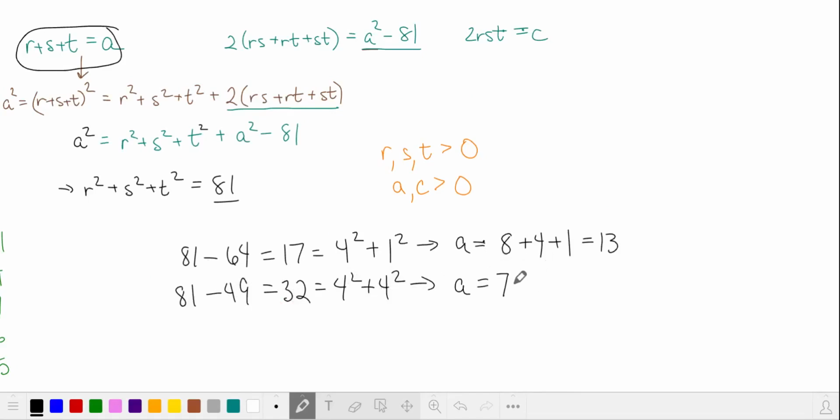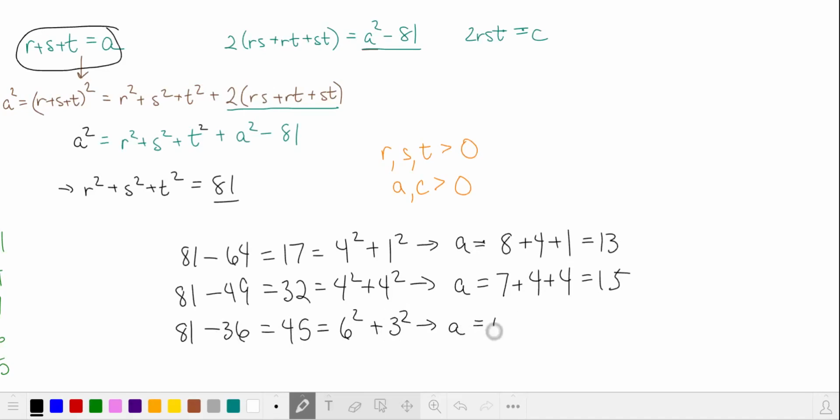So our roots are 7, 4, and 4. Our value of a is 15. If we take 81 and subtract 36, we get 45, which is also the sum of 2 perfect squares, 36 and 9. So these roots are 6, 6, and 3. So when Steve says, here's the value of a, and John says there are 2 possible values of c, we're looking at a equals 15.